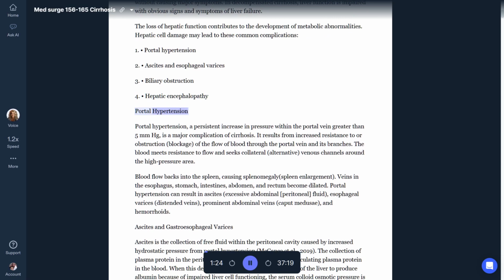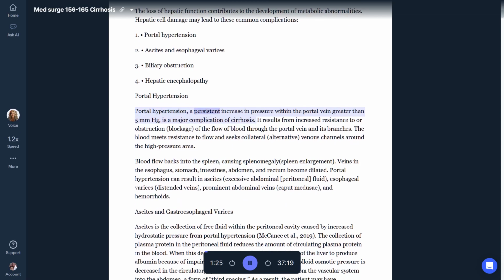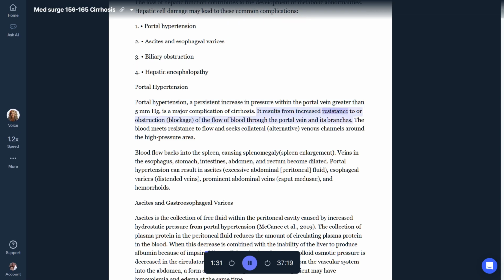Portal hypertension. Portal hypertension, a persistent increase in pressure within the portal vein greater than 5 mm of mercury, is a major complication of cirrhosis. It results from increased resistance to or obstruction of the flow of blood through the portal vein and its branches. The blood meets resistance to flow and seeks collateral venous channels around the high-pressure area.